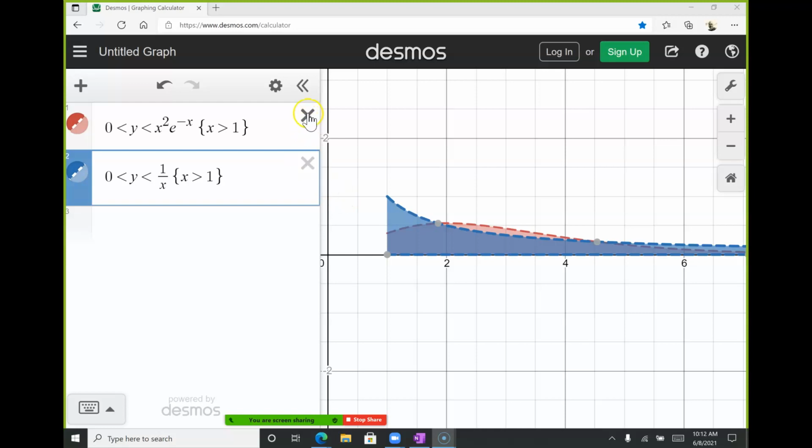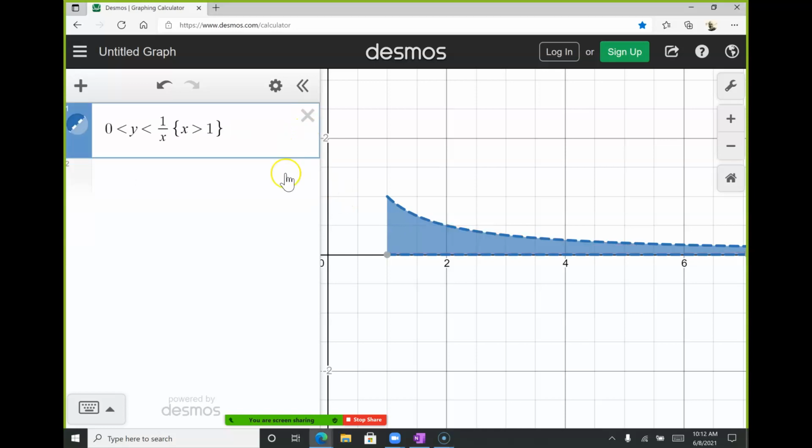So we're talking about a comparison here. I know 1 over x diverges, from the integral from 1 to infinity. Is everybody with me there? I showed that with the ln. Okay, Serrano agrees.